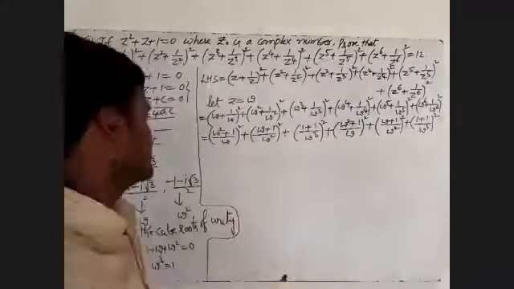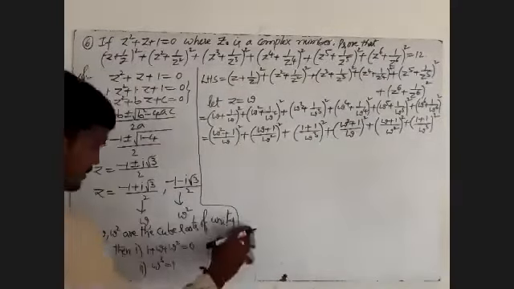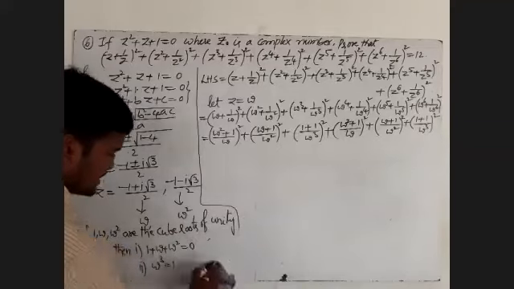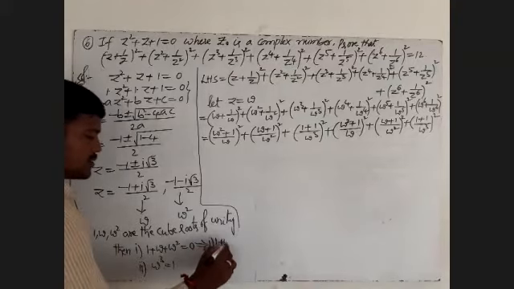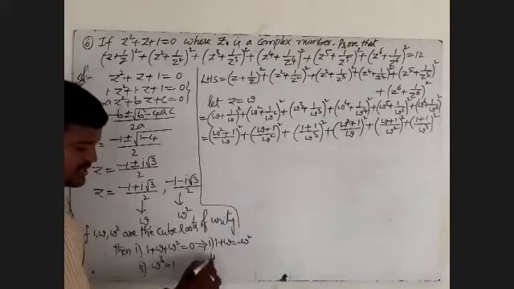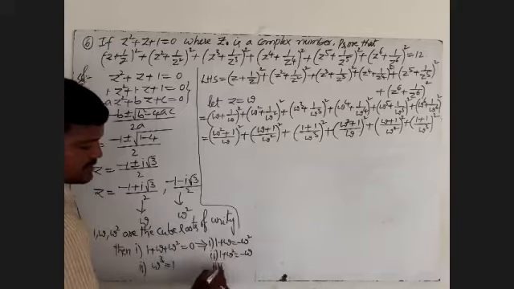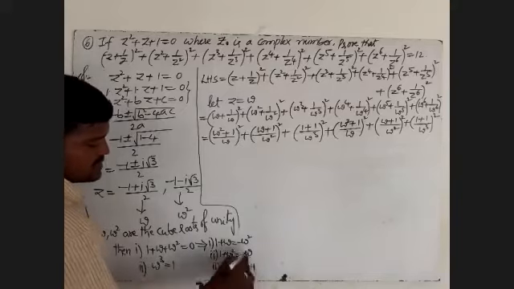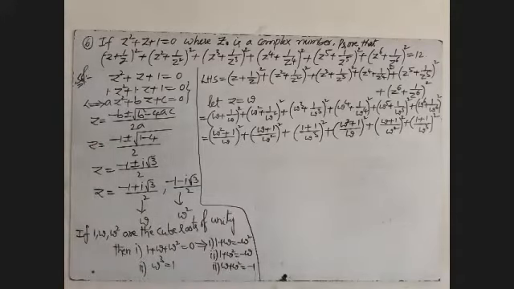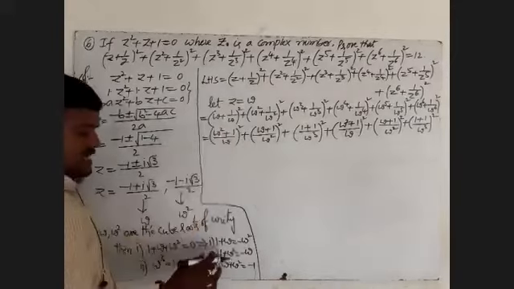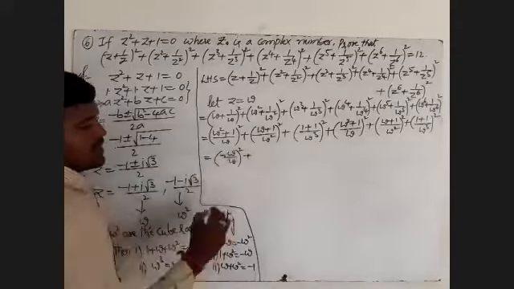Again we have to expand this one. 1, omega, omega square are the cube roots of unity, which means here we will write their conditions. 1 plus omega is equal to minus omega square. Second one, 1 plus omega square is equal to minus omega. After that, omega plus omega square is equal to minus 1. Observe, 1 plus omega square is nothing but minus omega. That means minus omega by omega whole square.